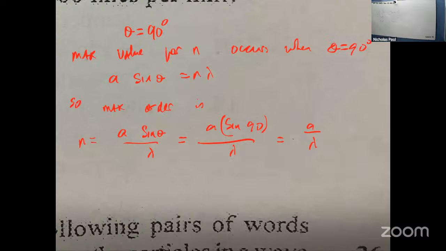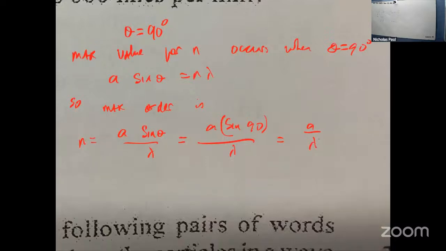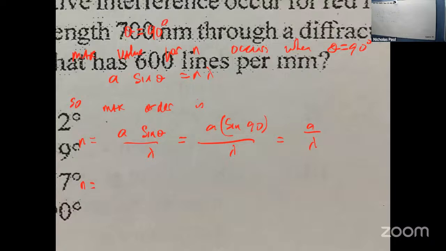Right. So for this one here, right? If I just go back to this last one here, A was 1 over 600,000 and lambda was 700 something. 700 by 10 to the minus 9. And when you work it out, you got what?